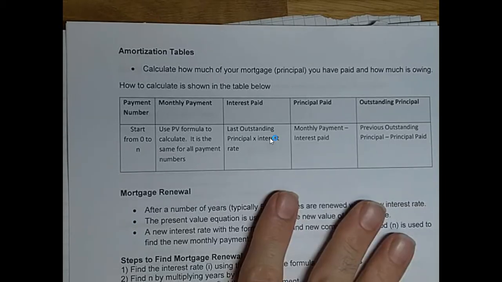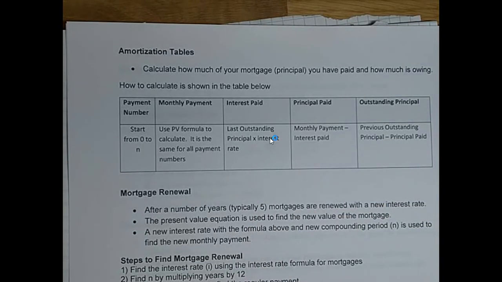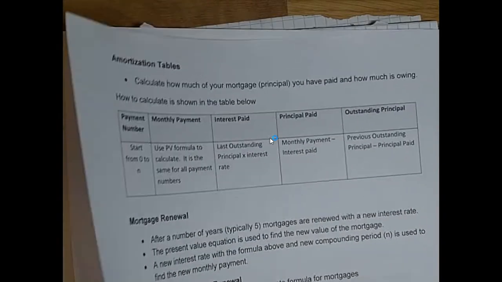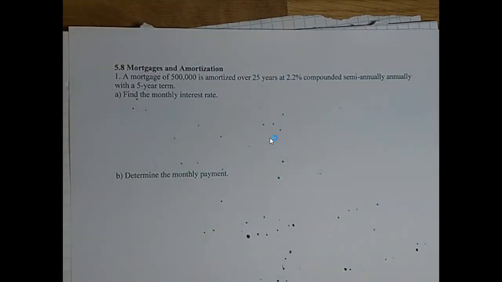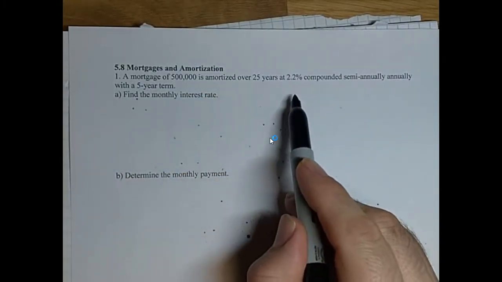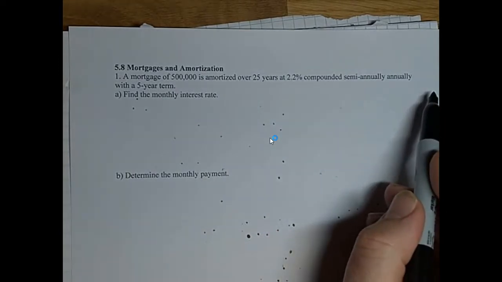And the best way is just to actually do an example. So I'll work through one example and then you'll know what I'm talking about, or hopefully you will. So we're going to start off with this question right here. A mortgage of $500,000 is amortized over 25 years at 2.2% compounded semi-annually.